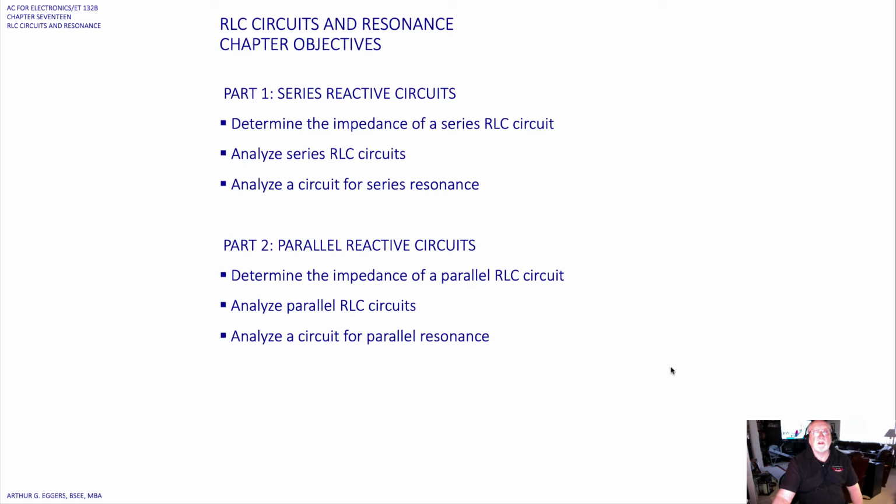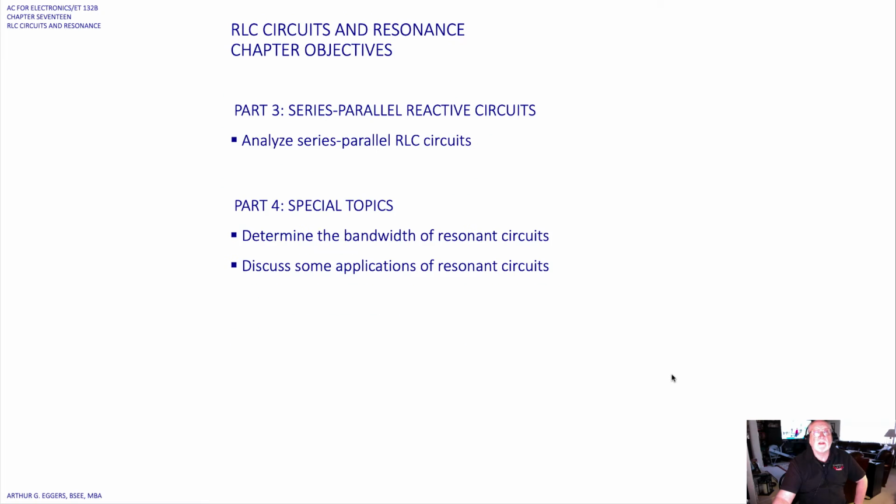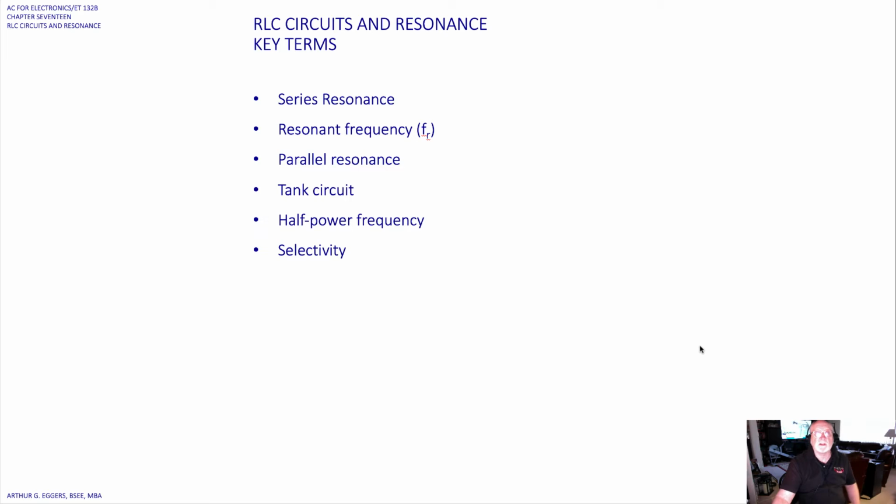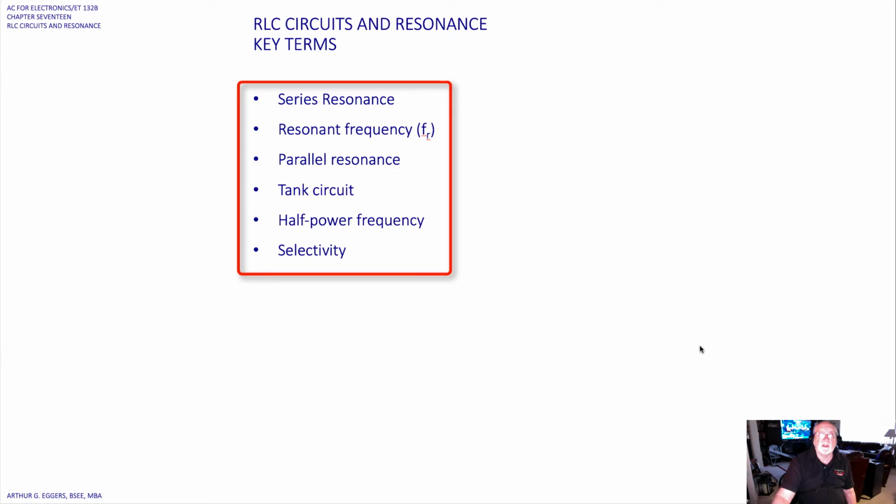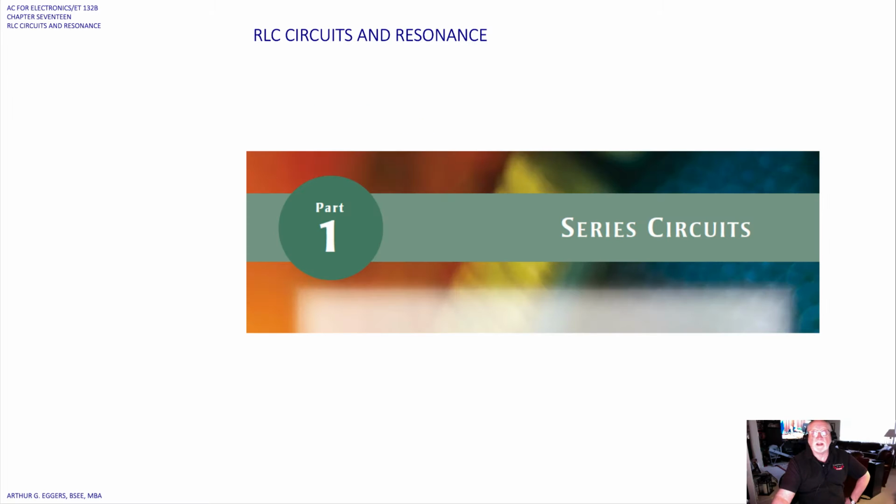So we're going to look at them individually: series again, parallel, series parallel, and then the last section talks about some special topics. So we've got some new terms here to deal with. You've probably seen them before, where we talk about resonance, the resonant frequency, what's a tank circuit. We've already talked a little bit about filters and how the inductor and capacitor become the key elements in a filter circuit. The half power frequency, power transfer of energy to the load, and then something called selectivity.